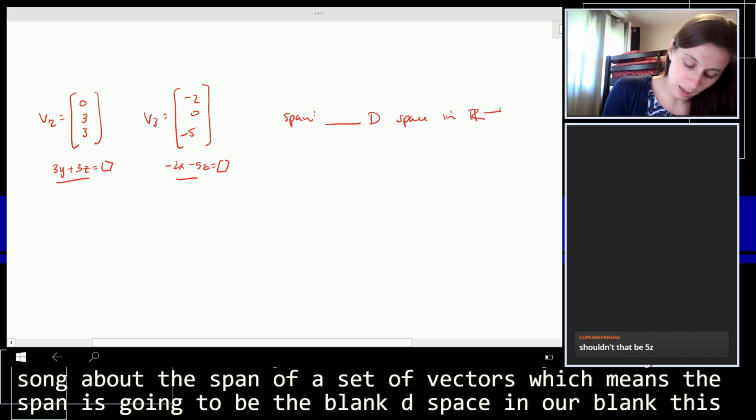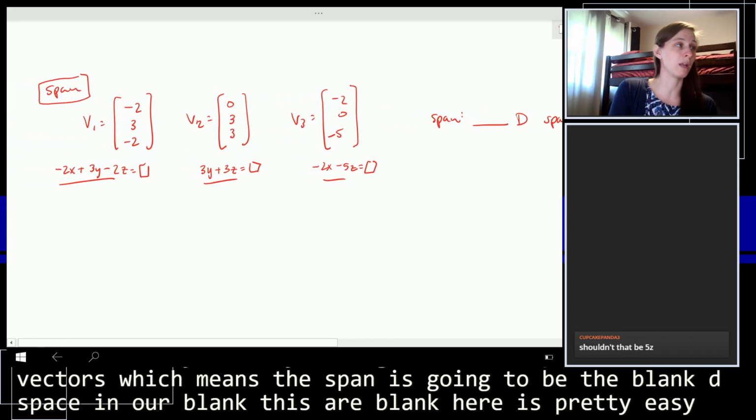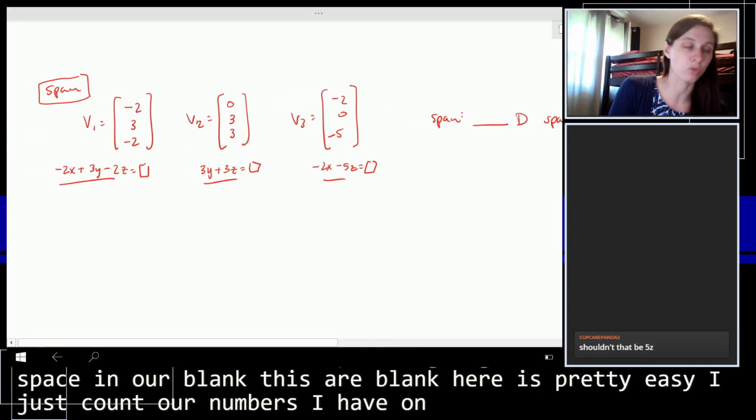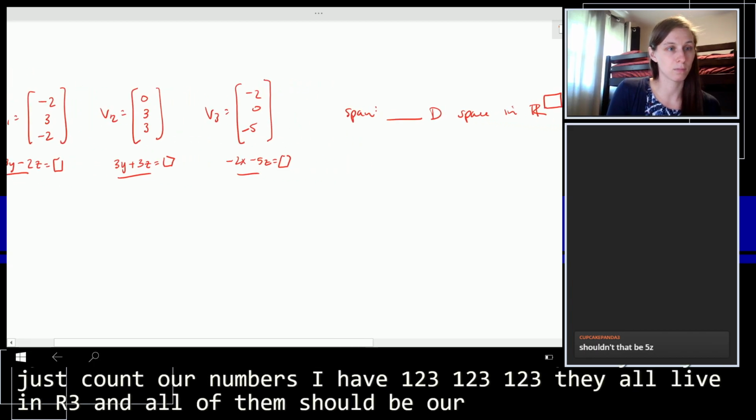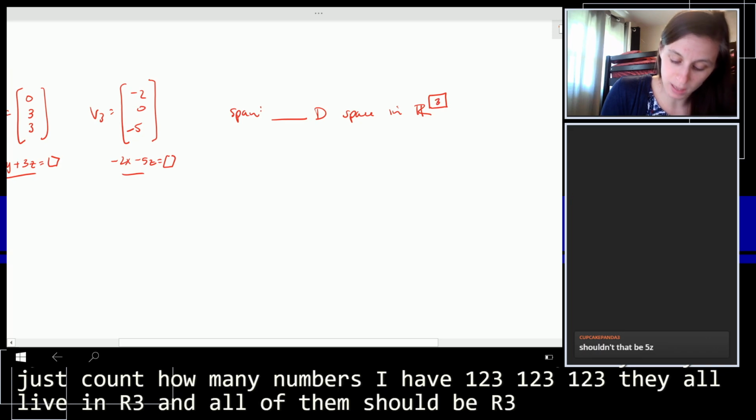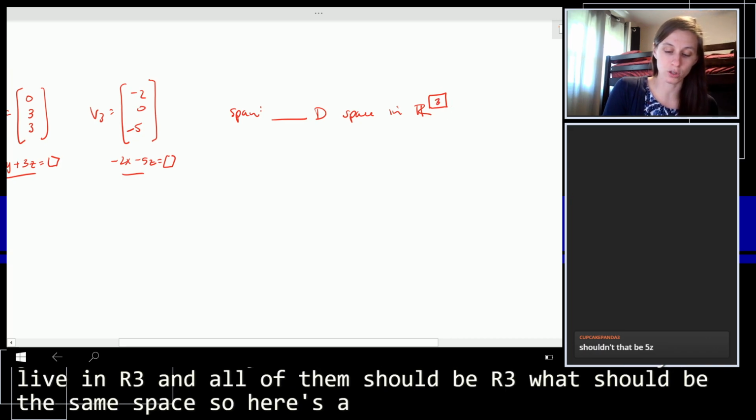This R blank here is pretty easy. I just count however many numbers I have: 1, 2, 3, 1, 2, 3, 1, 2, 3. They all live in R3, and all of them should be in the same space. So here's R3. I've got that done.